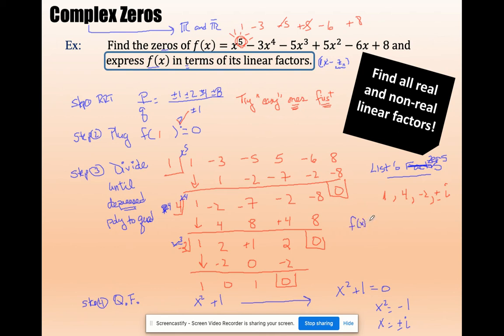f of x is equal to the dilation factor, 1, times, I didn't do a very good job with my space management here. So I'm going to write them out like this. Put your zeros into linear factor form.